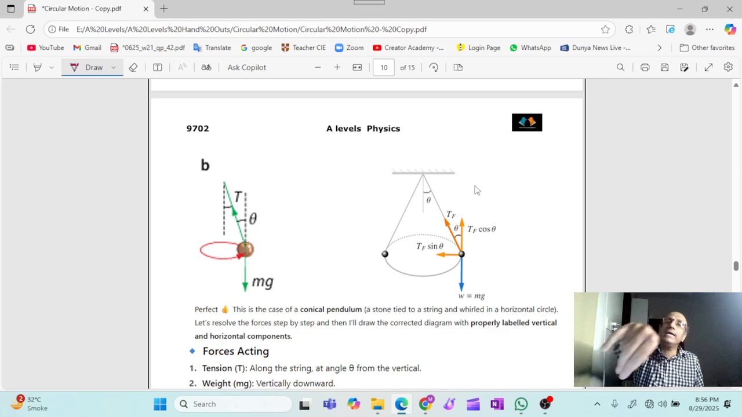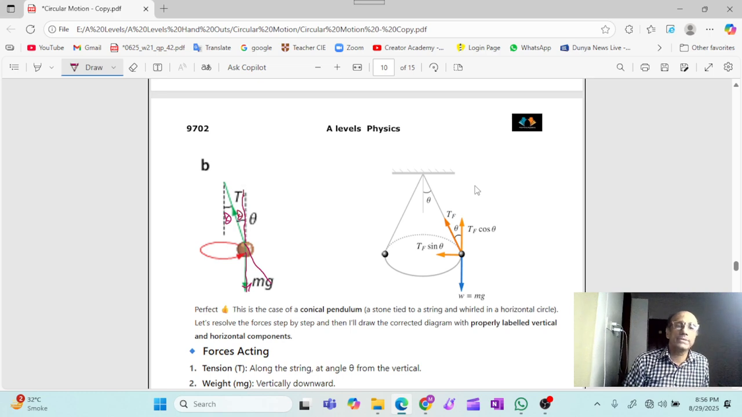So it is revolving like this. Again, the weight will act in the downward direction. Then we will extend this in this way. After that, this angle is theta. Then we will extend this in the upward direction. This angle is also theta.